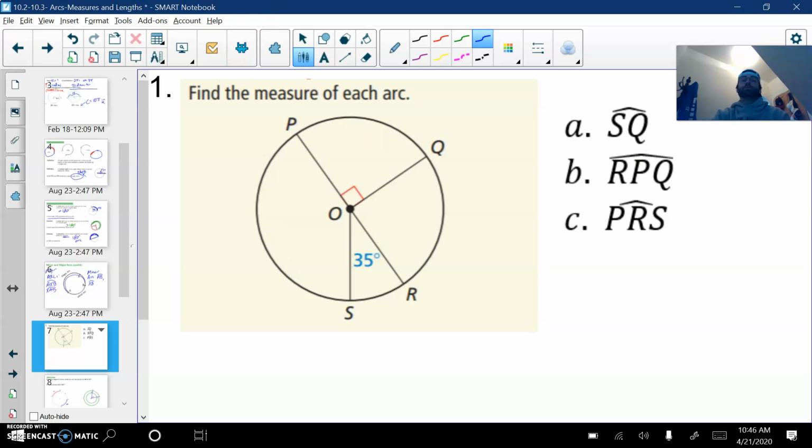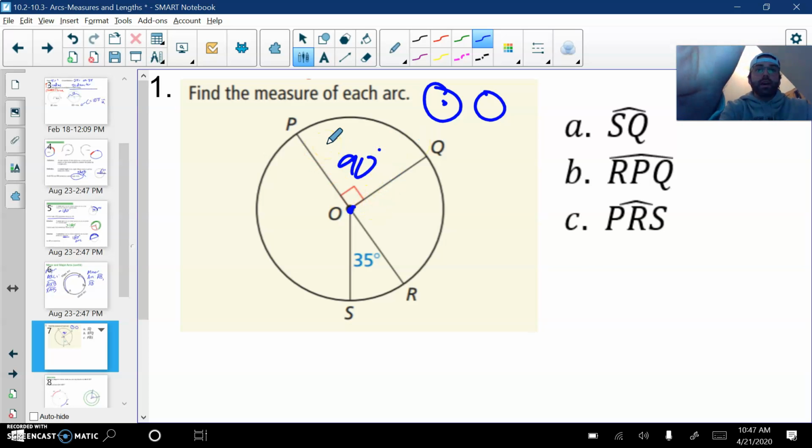Okay, so find the measure of each arc. Well, I want to find the measure of SQ. So I need to use what I have to find that. First of all, I'm going to tell you that O is the center of our circle. This little box right here means 90 degrees. And if my central angle is 90 degrees, then the arc has to be 90 degrees. If my central angle is 35, then the arc has to be 35.